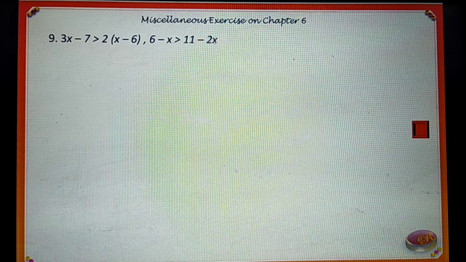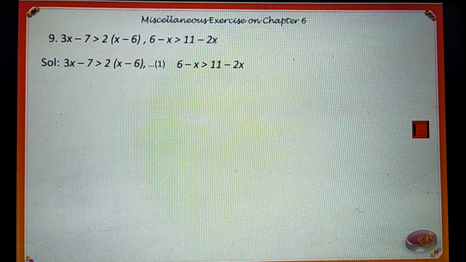3x − 7 > 2(x − 6) and 6 − x > 11 − 2x. Solution. 3x − 7 > 2(x − 6), say number 1. And 6 − x > 11 − 2x, say number 2.